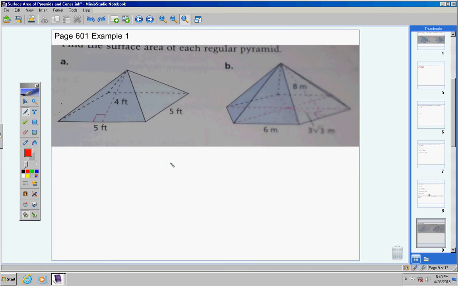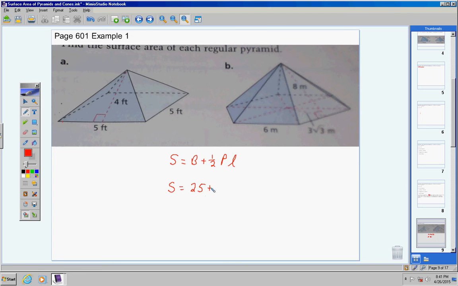So let's see what our formula is. The formula to find the surface area of a regular pyramid is S equals B plus 1/2 PL. Now, let's see what we need. We know that we're looking for the surface area, so I'll bring down my S. We know the area of the base, right? The base is a square. It's a square, okay? So 5 times 5 is 25.